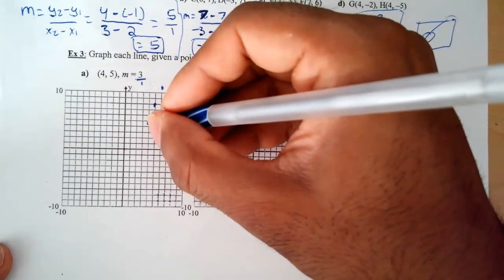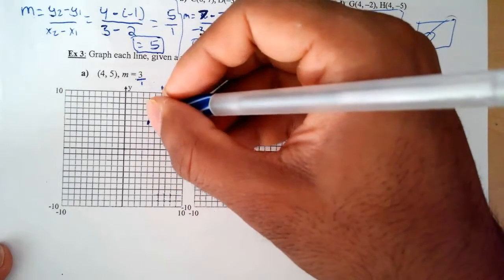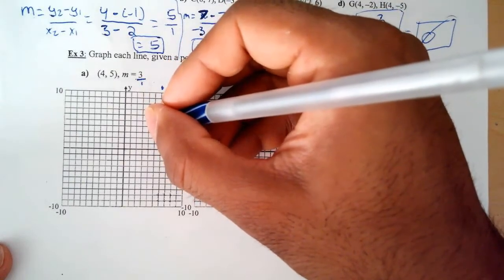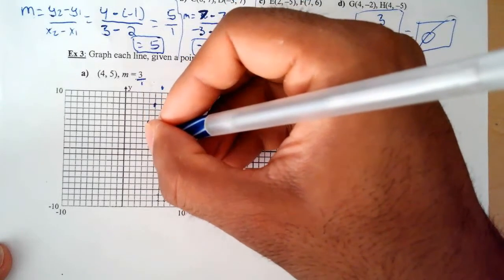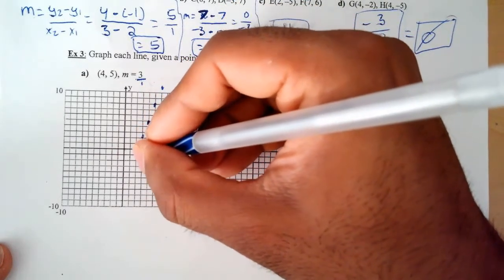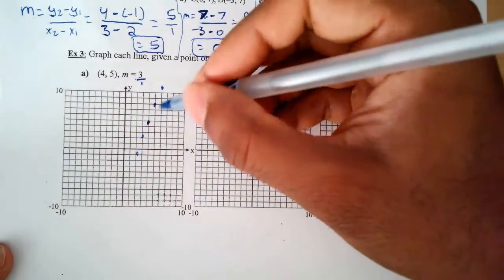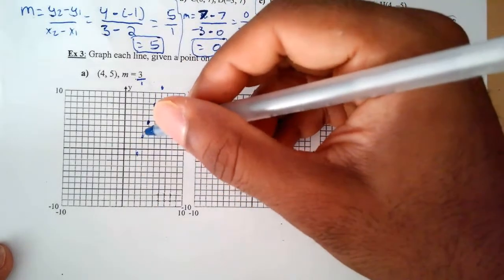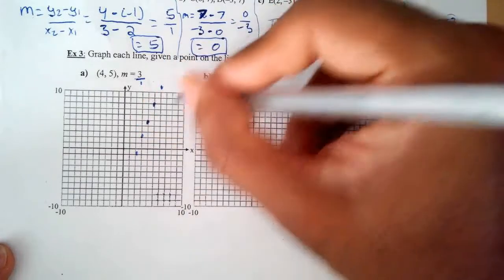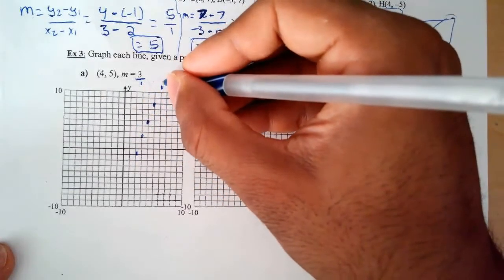And then I can go the opposite direction. If it's positive, you're going up and right. If it's negative, you're going down. So down 1, 2, 3, and left. Once you have at least 3 points, or 4 or 5 if you want to be extra safe, you're good. 3 should be enough. I just did some extra.